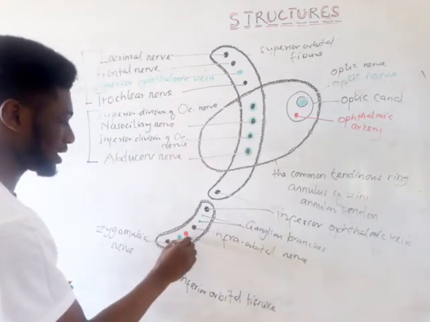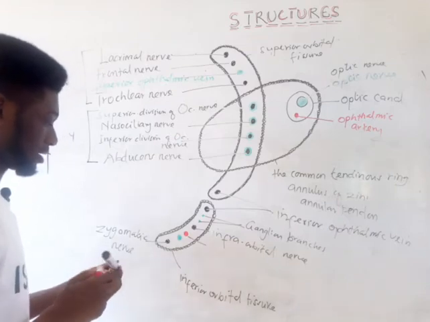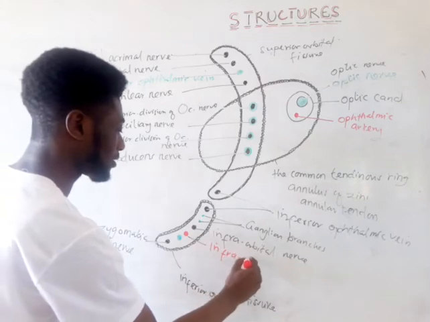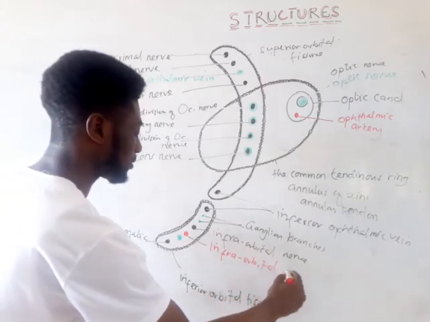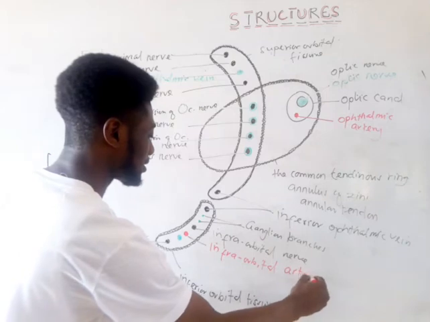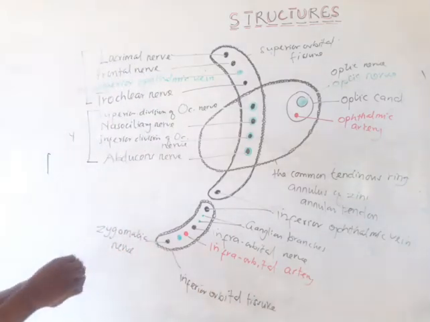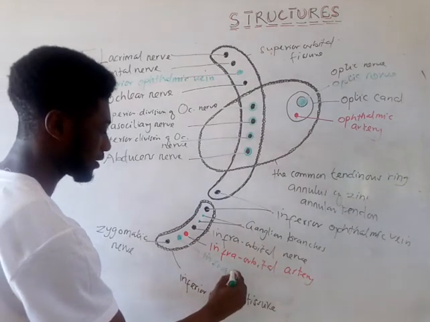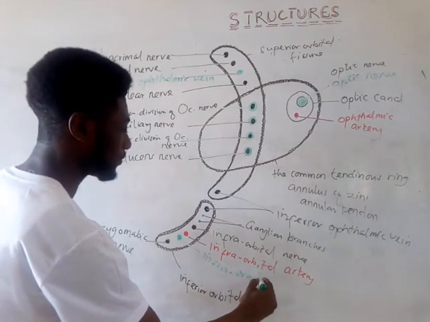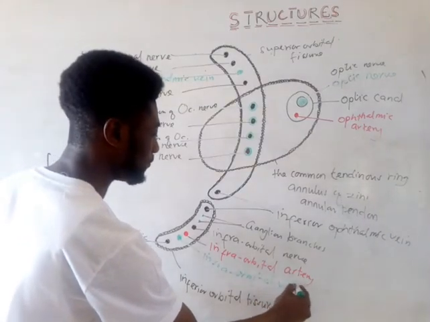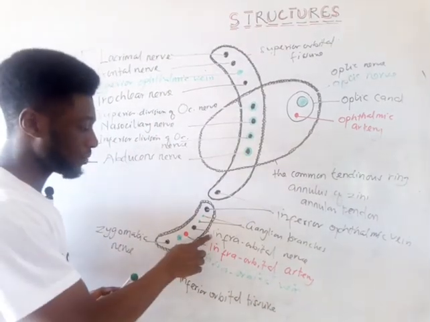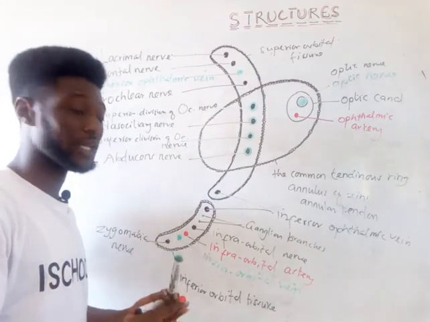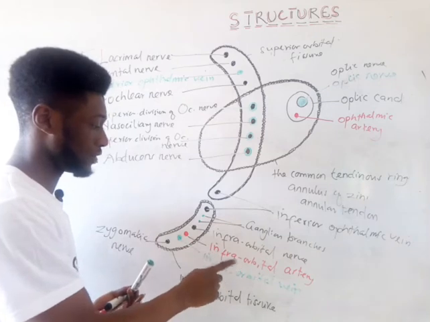This structure here is the infraorbital artery. This green structure here is the infraorbital vein. Infraorbital: you want the nerve, you want the artery, and you want the vein. Infraorbital nerve, infraorbital artery, infraorbital vein.